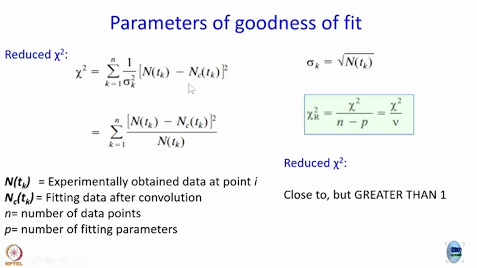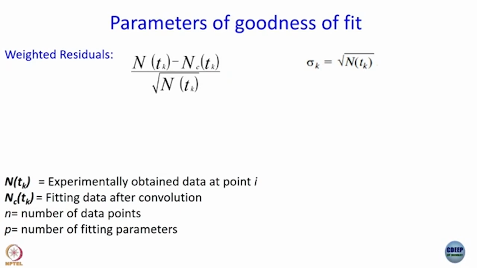There is one more. Well, there are plenty, but commonly used there is one more. See, there is a problem with reduced chi square, and the problem is you are taking a summation over all data points. So, it is possible that error in one side is accidentally offset by error on the other. So, a better thing to look at is weighted residual, and weighted residual is n at tk minus nc at tk divided by square root of n at tk.